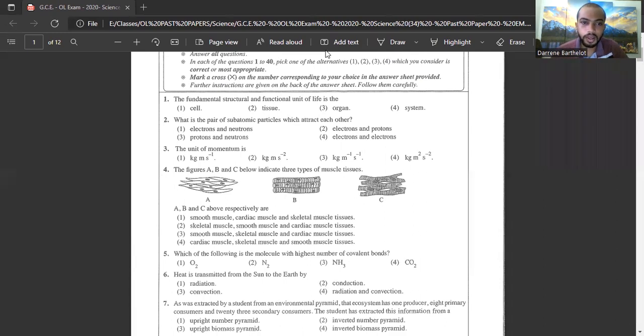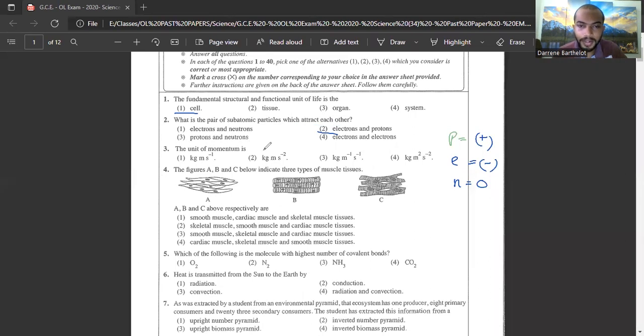Next one. What is the pair of subatomic particles which attract each other? There are three subatomic particles: number one is protons, other one is electrons, and other one is neutron. Proton is positively charged, electron is negatively charged, and neutrons don't have any charges, right? So which attract each other? That means positive and negative are attracting each other. So the answer should be protons and electrons. Answer is the second one.